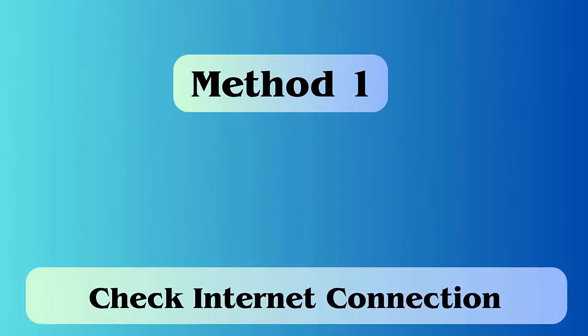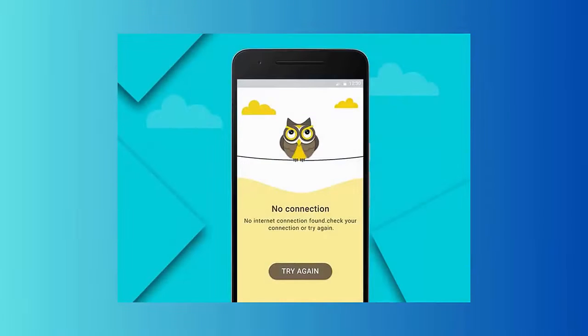Method 1, check internet connection. The internet plays a vital role in anything you access on your phone. Poor internet connection can prevent you from accessing the app, hence the error pop-ups. So you should check for stable internet.